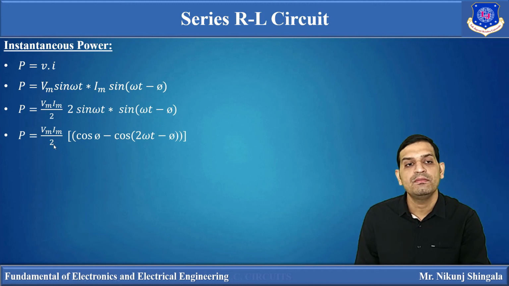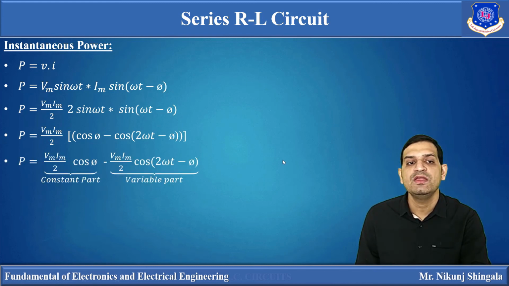So P is equal to Vm Im divided by 2, in bracket, cos phi minus cos (2 omega t minus phi), bracket complete. Now we are getting two terms from this expression of instantaneous power. P is equal to Vm Im divided by 2 cos phi minus Vm Im divided by 2 cos (2 omega t minus phi). The first term is a constant term. Why? Because there is no time variable present in the first term. In the second term, 2 omega t is present, so it is a variable part, and the first is the constant part of the instantaneous power.